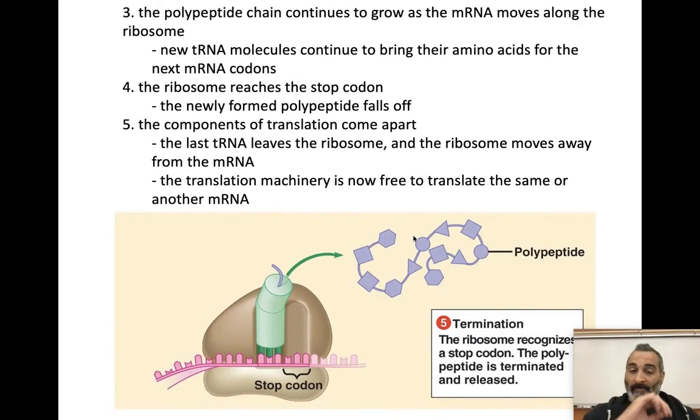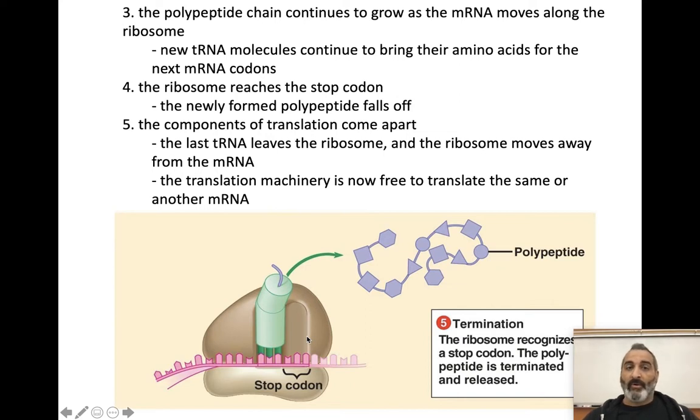Step 3, the chain keeps growing, and eventually there's a stop signal called the stop codon. When it gets to the stop codon, the polypeptide gets released. Termination happens. It's done. It's reached the end of the line. As this occurs, this ribosome can come apart, or it can continue translating if it needs to, or it can come apart and reassemble later if needed.